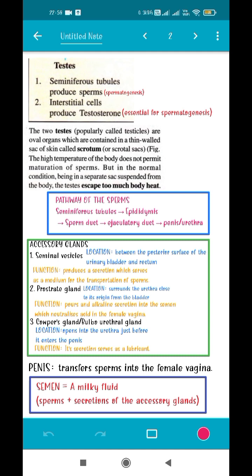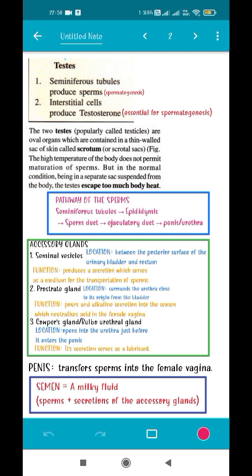Next are certain accessory glands which pour certain secretions into the ejaculate. We will learn about them. First of all, the seminal vesicles. They are located between the posterior surface, that means the back surface of the urinary bladder, and the rectum. The rectum is the part through which feces is released. So between these two parts, there lies a special gland known as the seminal vesicle. It produces a secretion which serves as a medium for the transportation of sperms. We will try to understand this after we study semen.